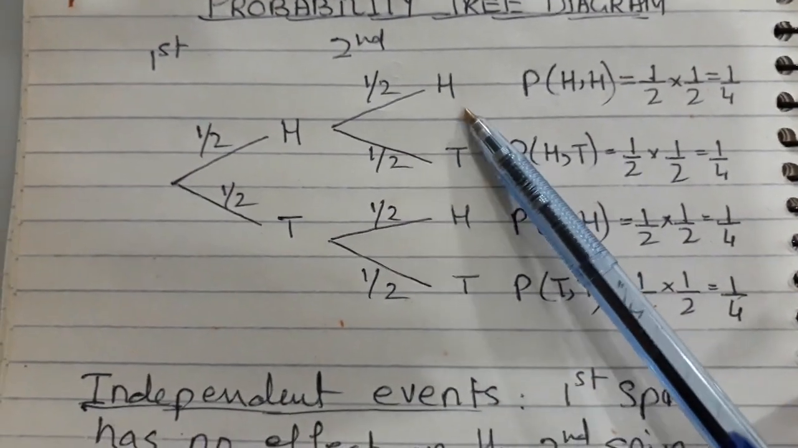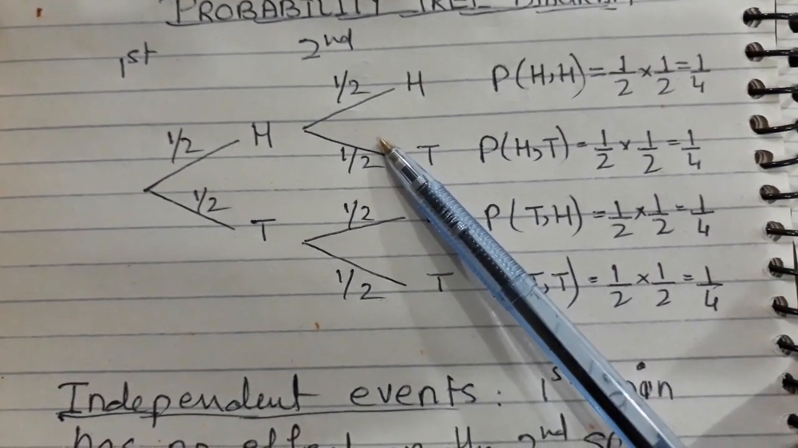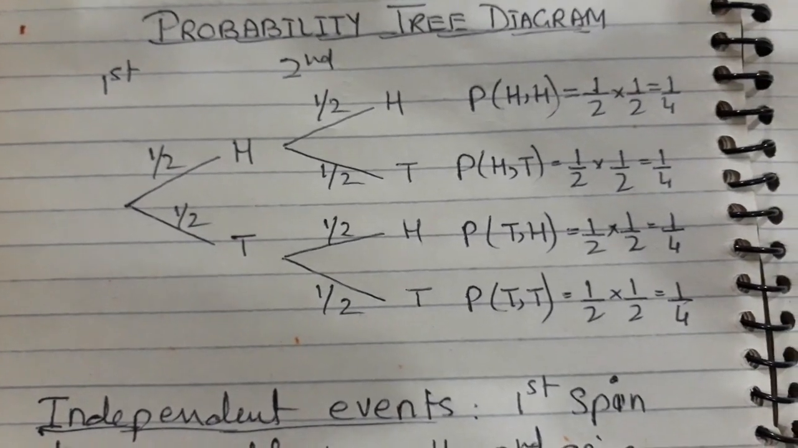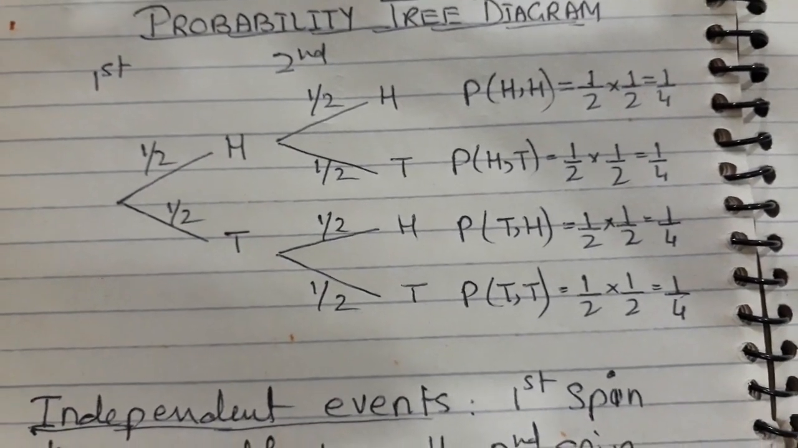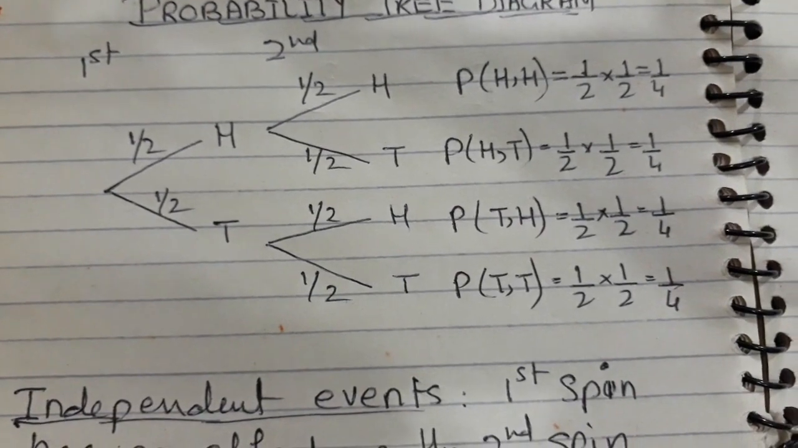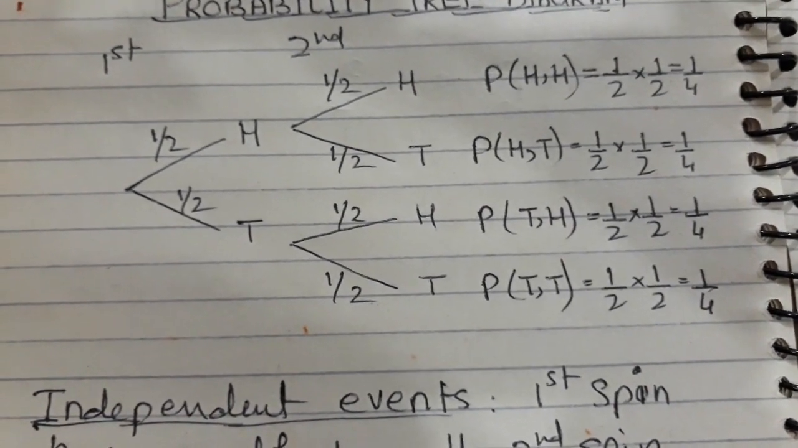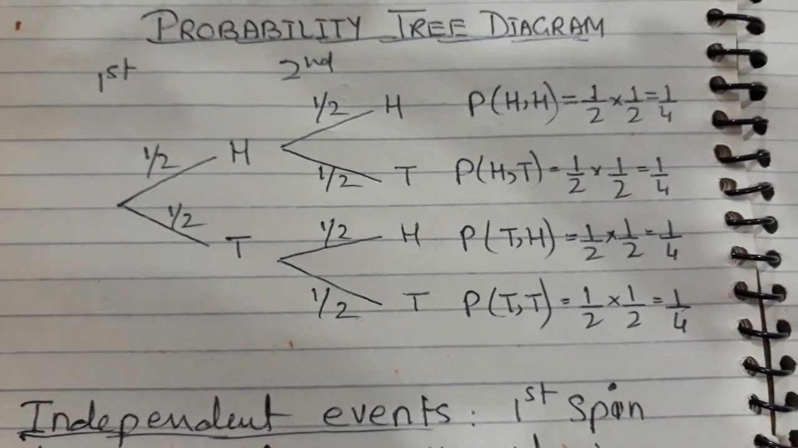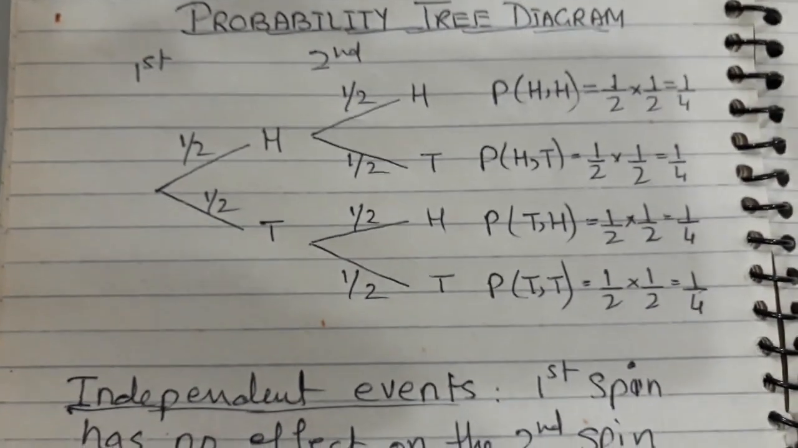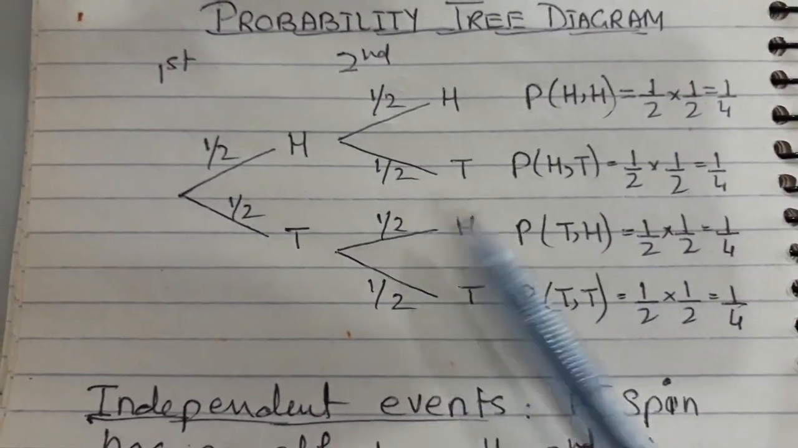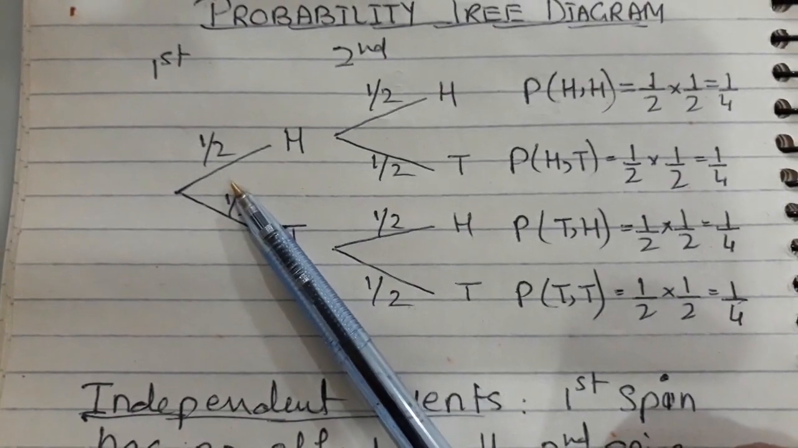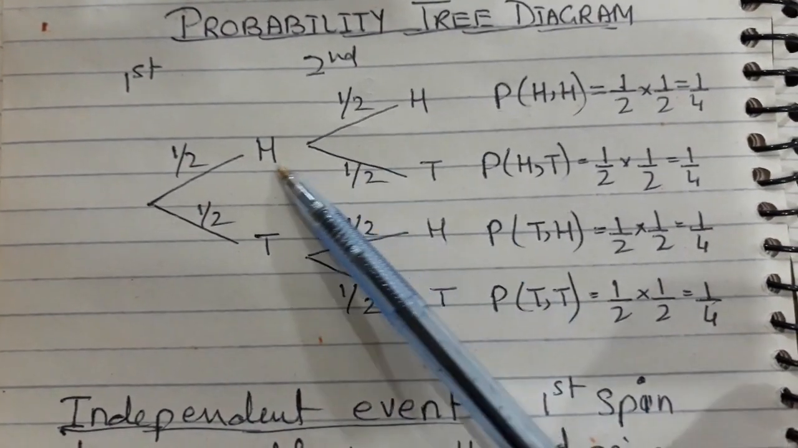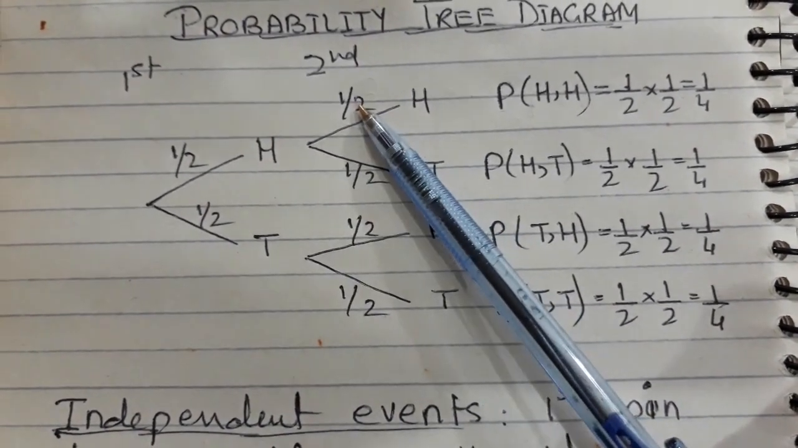Okay, now this is an independent case. What do I mean by independent case? If I throw one time, I get head. If I throw second time, the probability will not change. So the second time throw will not get affected by the first time, right? So the probability of head second time is also half.